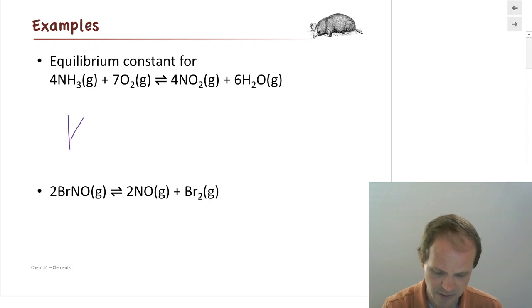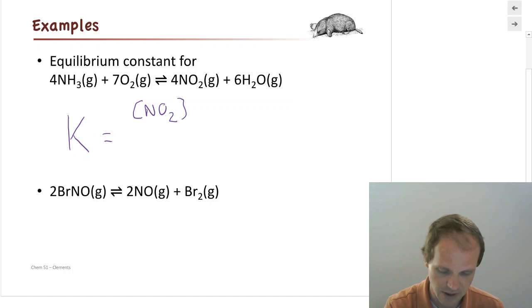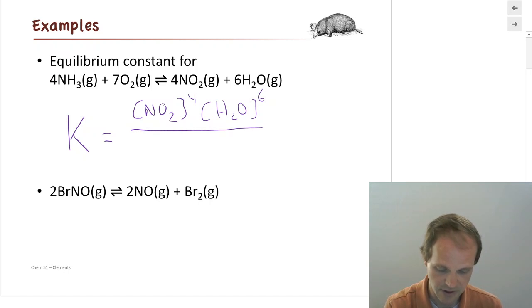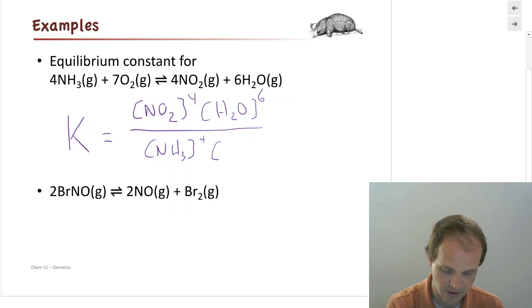That's very nice. And we're going to write K is equal to the concentration of NO2 to the 4th, the concentration of H2O to the 6th, over the concentration of NH3 to the 4th, times the concentration of O2 to the 7th.